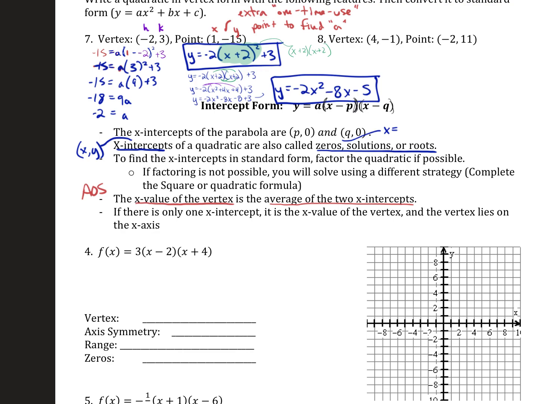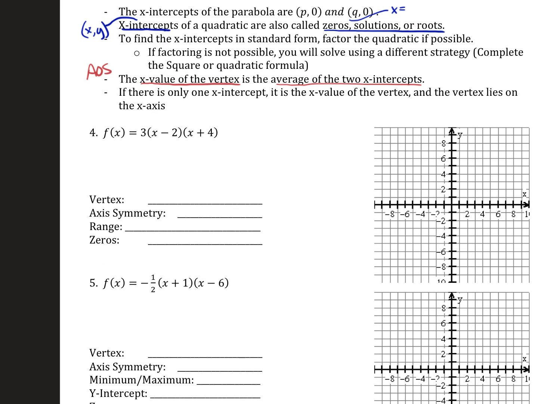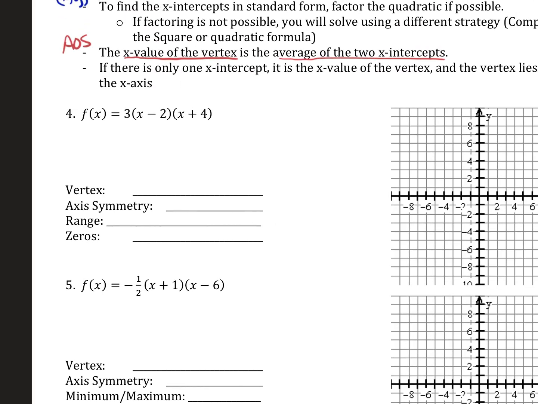Okay, so let's graph these. Number 4, these really are pretty easy. You just take the factor and you set it equal to 0. So x minus 2 equals 0. X plus 4 equals 0. So x equals 2, x equals negative 4. So down here where it asks for the zeros, we could write that as x equals 2 and negative 4. Or you technically could write it as a coordinate. That would be fine.